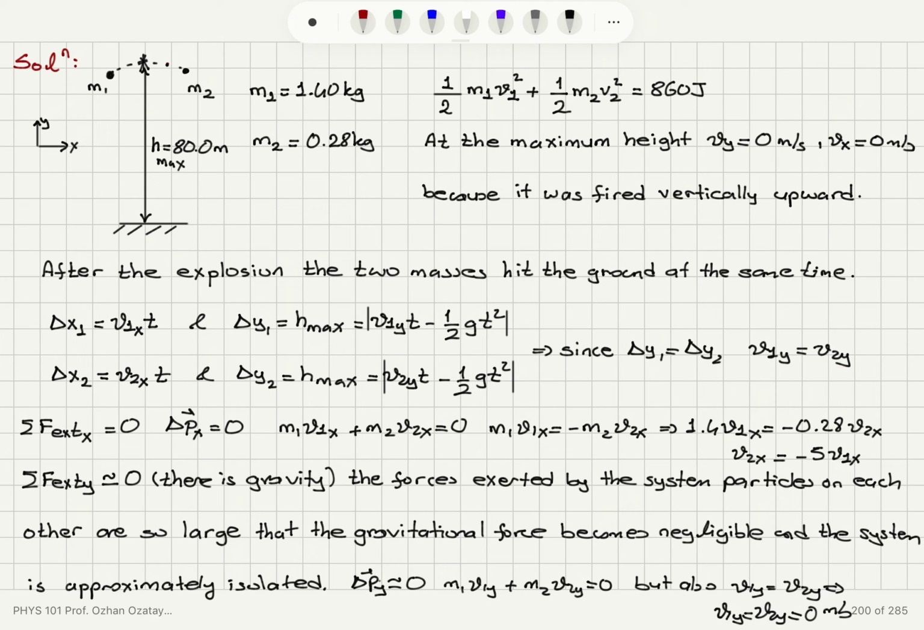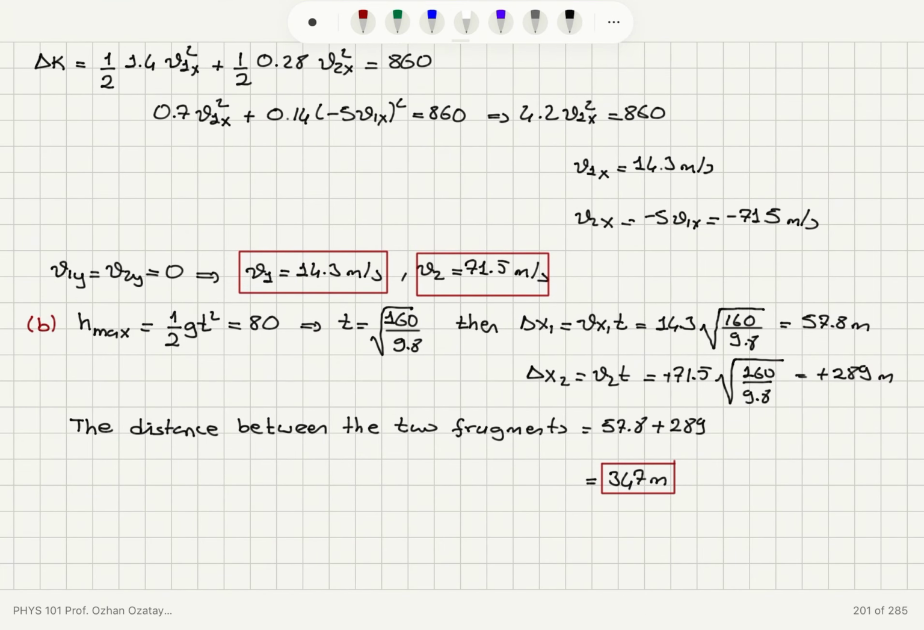At the same time, apart from the gravitational force, there is no external force acting on the system, and the force of explosion is so huge, we can approximately say that the linear momentum y components should be conserved as well, which gives us v1y and v2y should be equal to 0. Not only are they equal, but they should be 0 because m1 plus m2 is not 0. On the other hand, the conservation of linear momentum on the x-axis gives us an equation between x components: v2x is equal to minus 5 v1x.